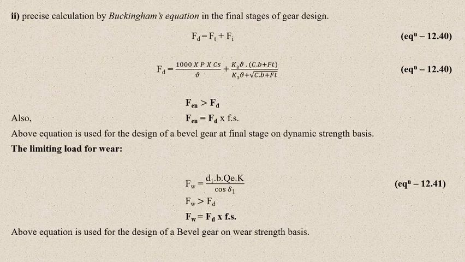Now come to the second point, that is the final stage. At the final stage, the effective load is equal to the summation of Ft and Fi. These are the formulas given in the design data handbook in equation 12.40. In this, we will take Fen should be greater than Fd. Fen here is the beam strength, or you can say the endurance strength of the gear tooth.